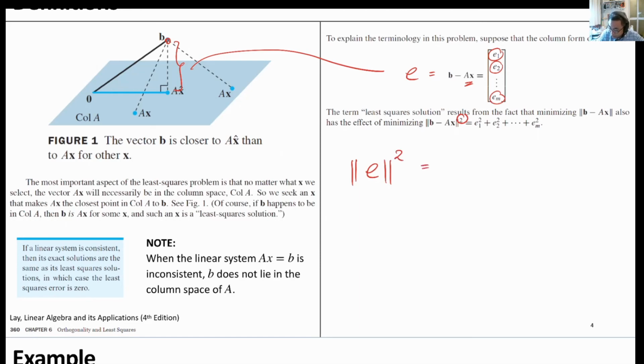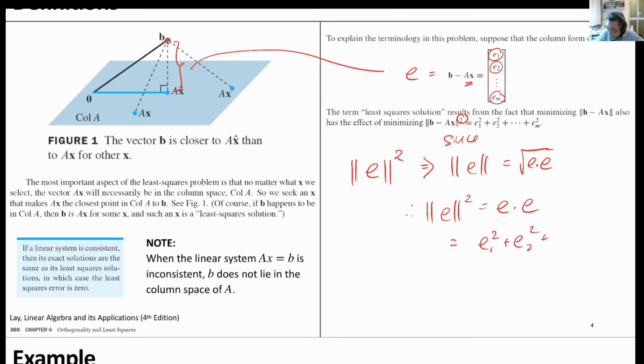Using dot product, remember, since the norm of e is equal to the square root of e dot e, therefore the norm of e squared is equal to e dot e. And referring to your dot product equation, e dot e is equal to the sum of the individual elements squared. The number of elements in vector e is m elements because matrix A belongs to R m by n. The number of equations is m.